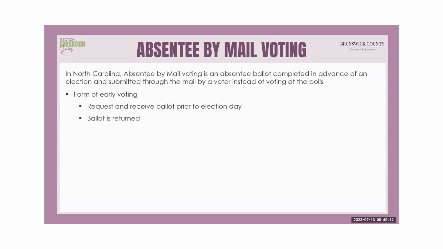The voter returns the ballot in the following ways: through the mail, such as the United States Postal Service, UPS, or FedEx, or the voter can return the ballot in person to an early voting polling location or to the Board of Elections office. While an absentee by mail ballot can be accepted prior to an election, they are not tabulated until Election Day. And in North Carolina, voters do not need a specific reason to vote absentee by mail.